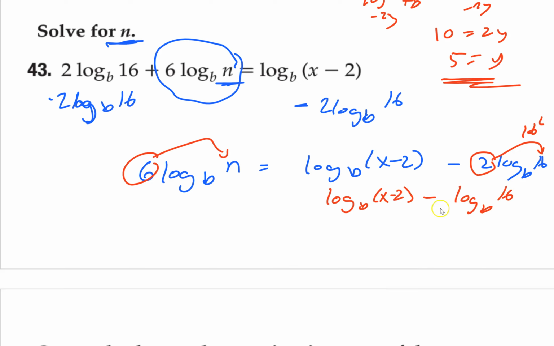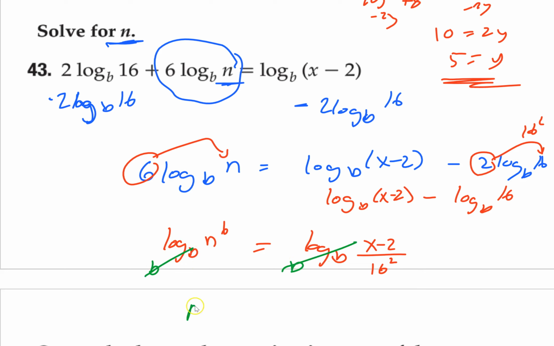So I got to combine these two to make it one log. So it's going to be log base b of this over that. 16 squared, I don't know what that is. And this side, move that up, I get log base b of n to the 6. So now I did all that work. I can get rid of the logs now. Just take the base of both sides. So like this. These will cancel. I get n to the 6 equals x squared minus 2 over 16 squared.